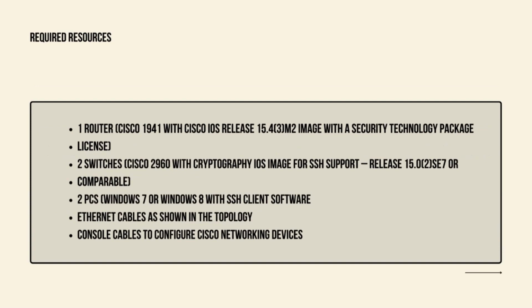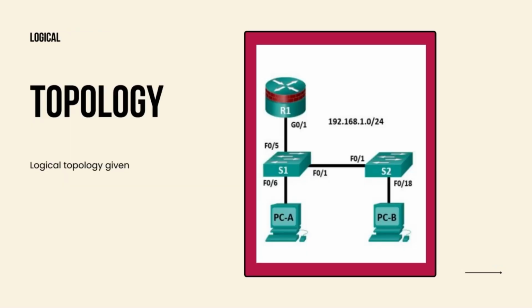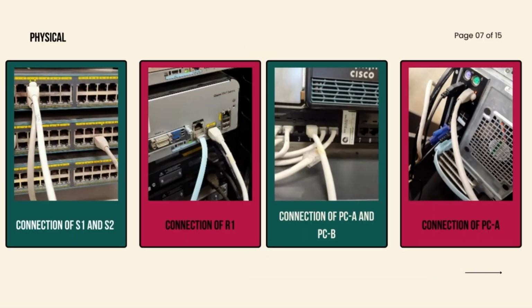Onto the required resources. So in our project, we need one router, two PCs, Ethernet cables based on the topology that will be shown, and also console cables to configure Cisco network devices. Next, topology. So this is the logical topology given to us. As you can see, there is one router, two switches, and two PCs, which are connected by Ethernet cable and console cable. This is our physical diagram.